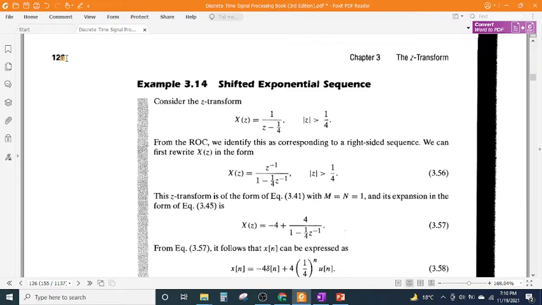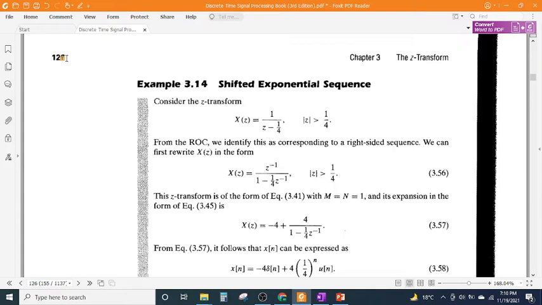Example 3.15, exponential multiplication. Starting with the transform pair a^n u[n] <-> 1/(1 - a z^-1), |z| > |a|, 3.61, we can use the exponential multiplication property to determine the z-transform of x[n] = r^n cos(ω0 n) u[n], r > 0, 3.62.